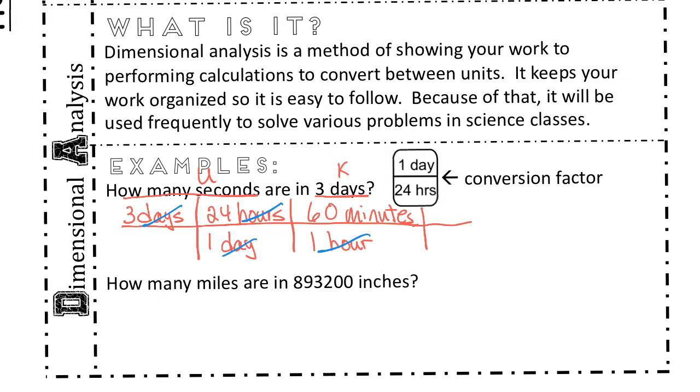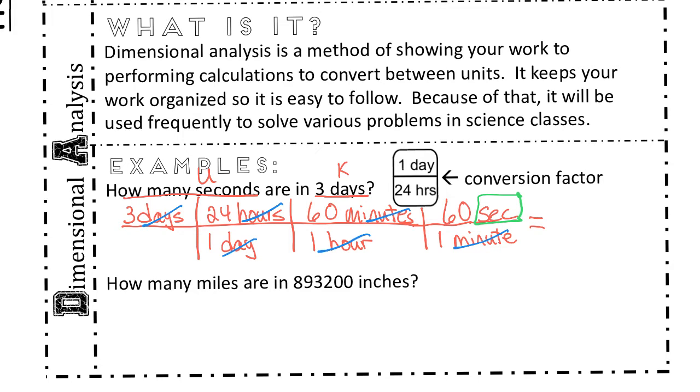Now I'm ready for my next conversion factor. 1 minute is equal to 60 seconds. And now the minutes are canceled out. I'm left with seconds. Seconds is the unit that I'm trying to end with, so I'm done with the problem and I'm ready for the calculator.